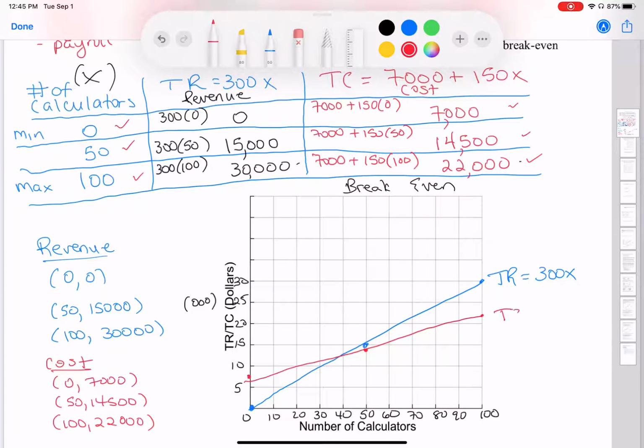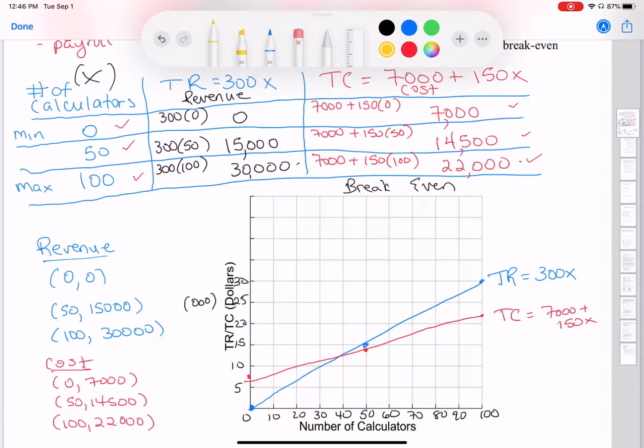And this is our total cost, equal to, what was our function? 7,000 plus 150x. All right, now, if you look in magazines, business magazines or reports, you're going to see this kind of graph produced. This is a standard break-even analysis graph. And there are other parts that I want to show you exist here.